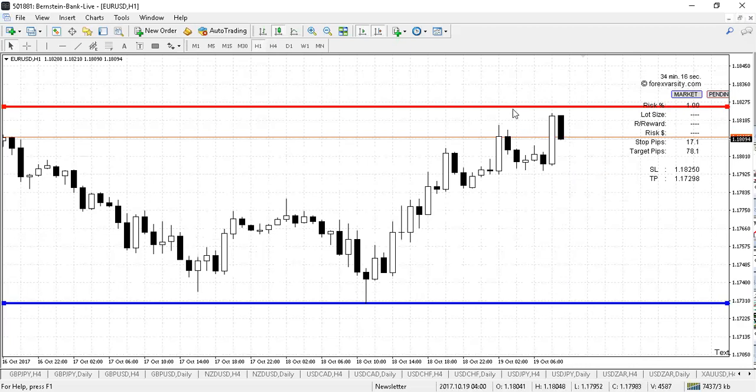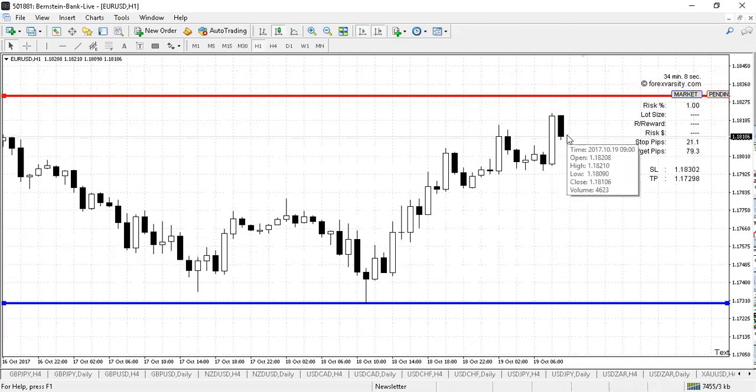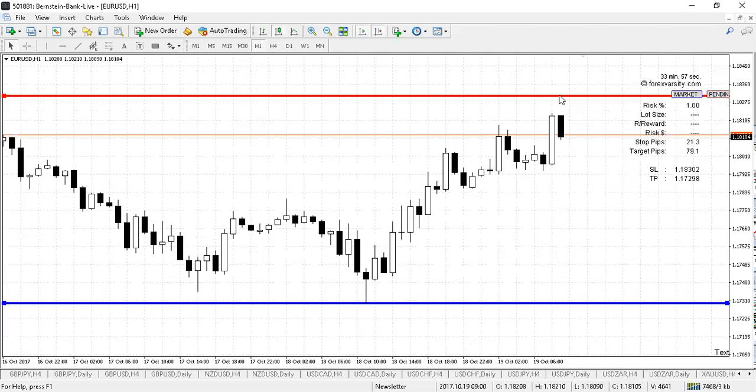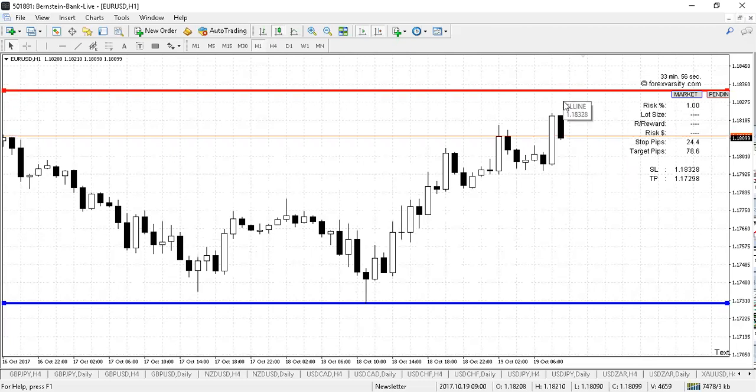Similarly, with your stop loss, remember it's the ask line that's the top line, the red line that needs to go through the stop loss. So you will need to adjust your stop loss a little bit further to take into consideration the spread.